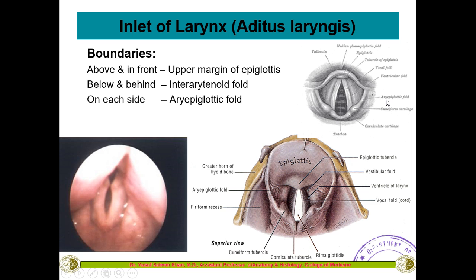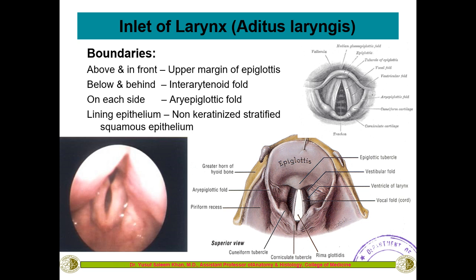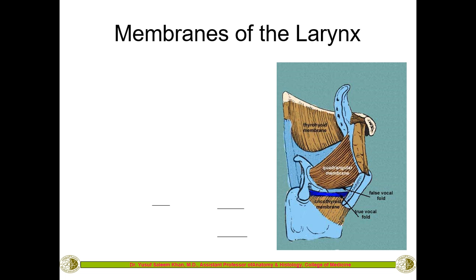So these are the structures which you are supposed to identify. In the front it will be the epiglottis itself. Posterior we have the arytenoid covered by the interarytenoid fold, and on either side we have the aryepiglottic fold, which is a mucous membrane extending from the arytenoid cartilage to the epiglottis. And this is lined by non-keratinized stratified squamous epithelium. This epithelium is important again. So it is lined by non-keratinized stratified squamous epithelium.